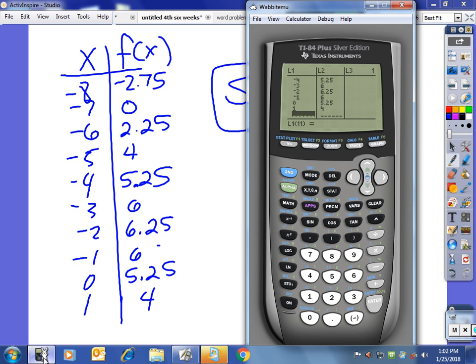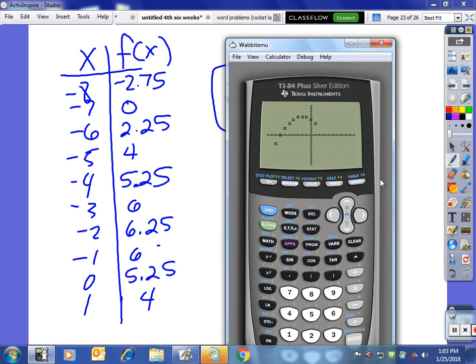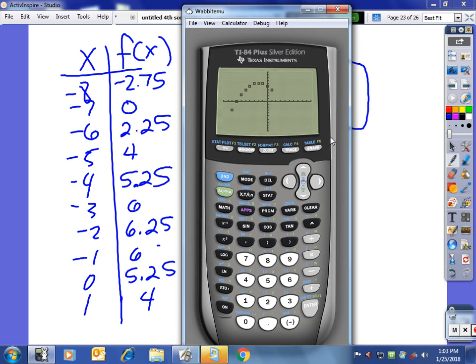Okay, what I want to do first is I want to see if this is quadratic. Spoiler alert, it is. I'm going to go to y equals and hit plot, highlight that plot, and then hit graph, and it's going to graph the points for me. And it does look like it's making a parabola. It's not the whole parabola, it's just part of it. What else can I get the calculator to tell me?